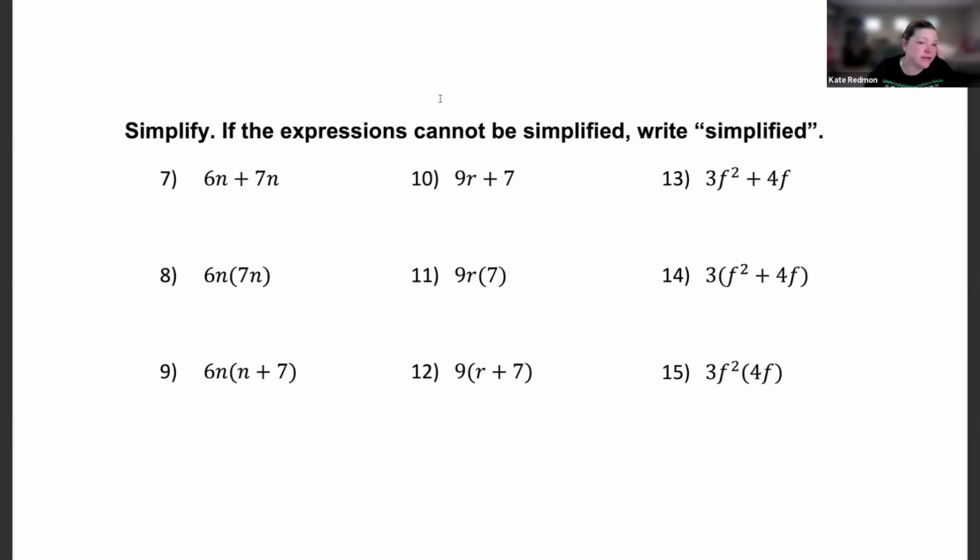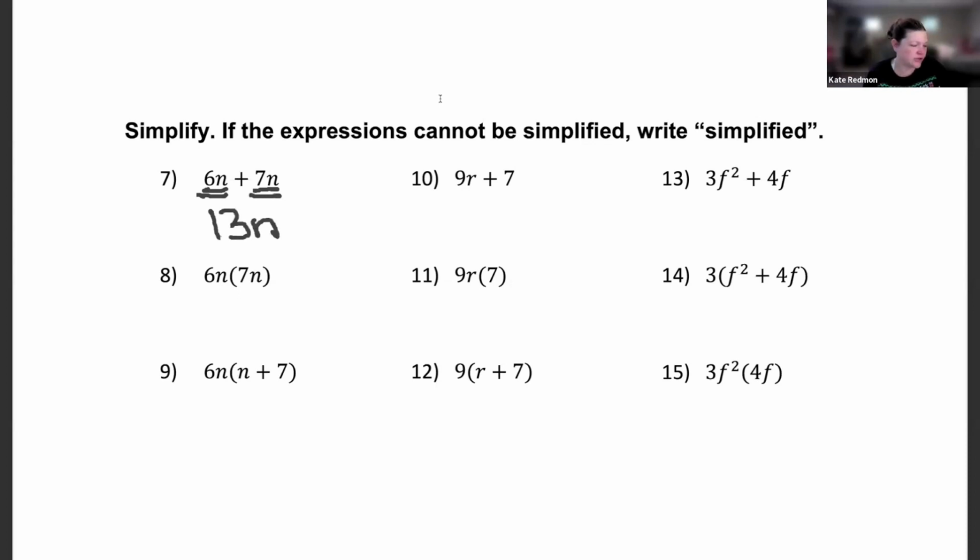So let's mix it up a little bit. Number 7, read it to yourself. 6n plus 7n. Right there, we have an addition sign. The question is, can we do this addition? We can't always. They have to be like. Are they like? Well, they sure are. An n term and an n term. We can go ahead and combine them. 6n plus 7n is 13n.